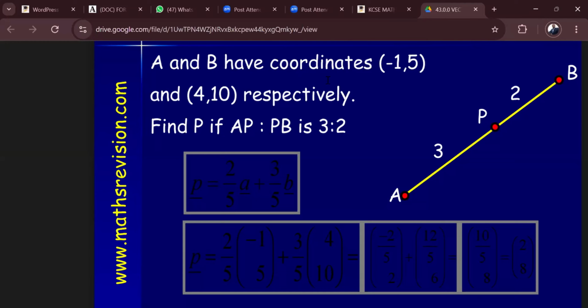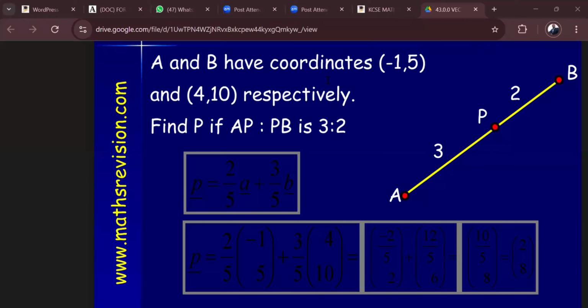I want us to start from there. Is it true that if you're dividing a piece of bread in the ratio 3:2, one will get 3/2, the other one will get 2/5? Is it true? Yeah, true.